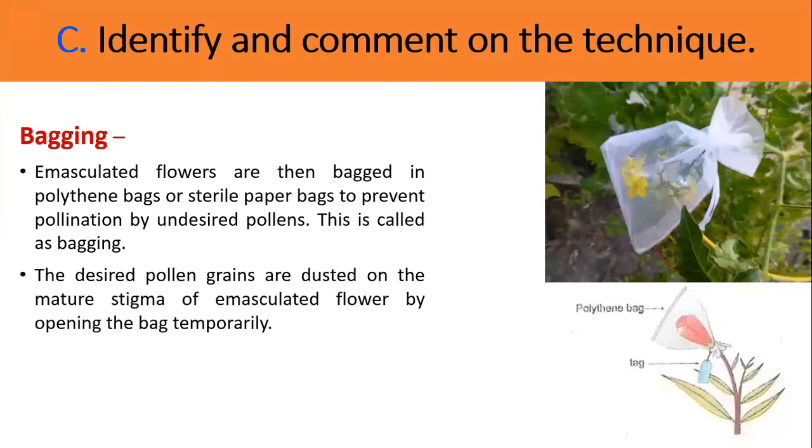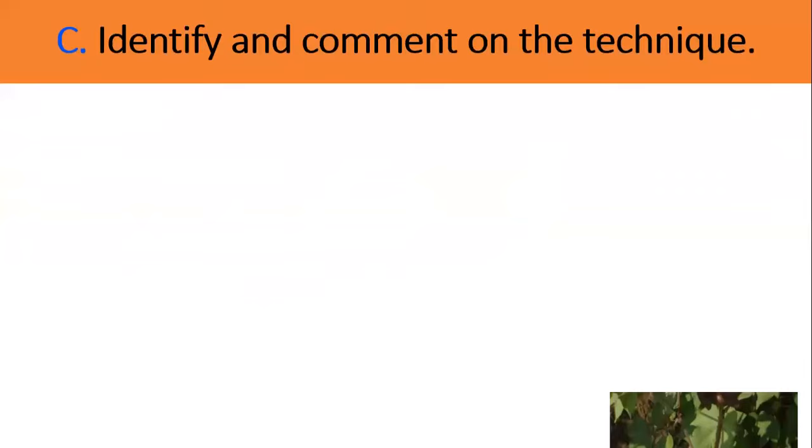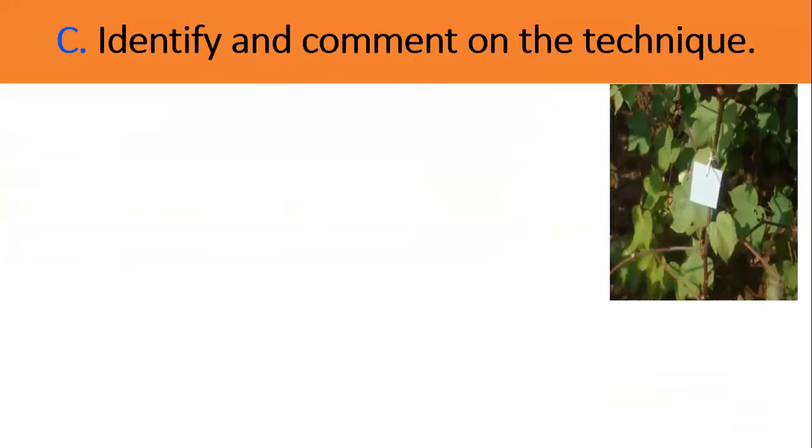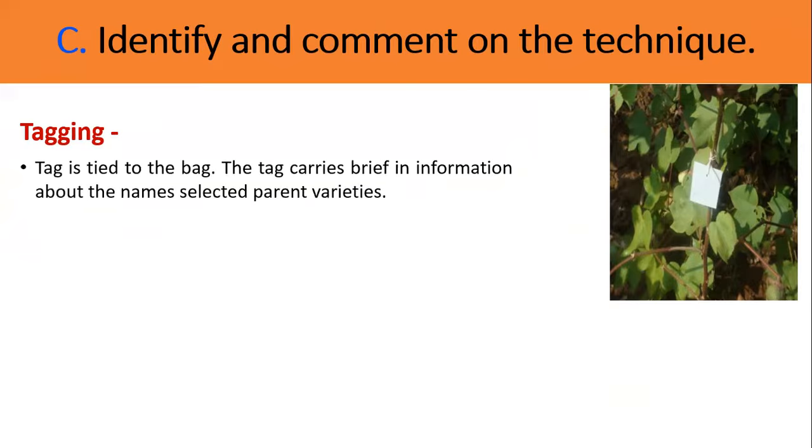So the upper experiment is for bagging, but there is one more experiment that can come in C category, identify and comment on the technique. So here you can see a tag, a label has been attached. Tagging is done as a part of hybridization experiment. Tagging is done just to remember all the details of the experiment because it is not possible to remember each and every characteristic of that particular plant or the experiment. So tag is tied to the bag.